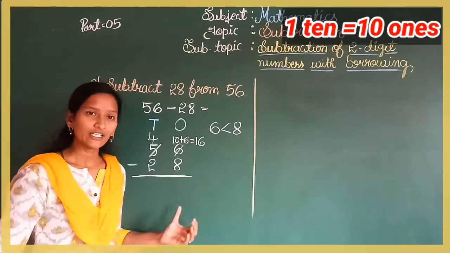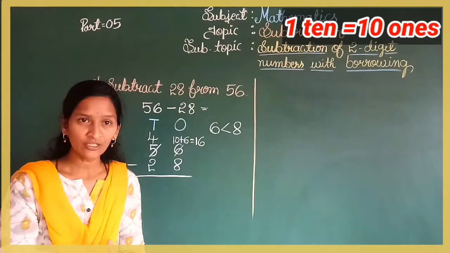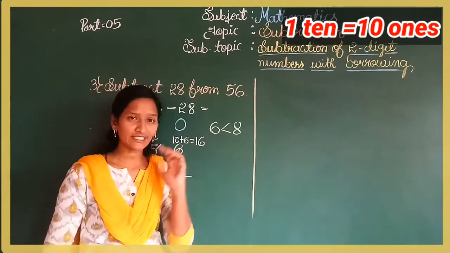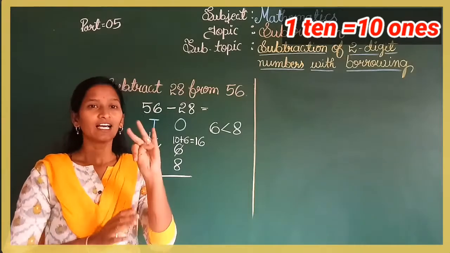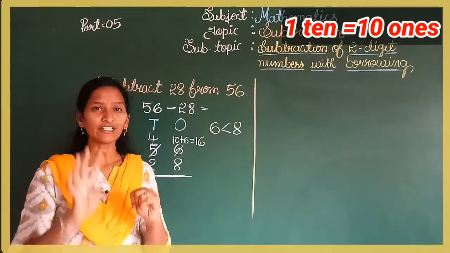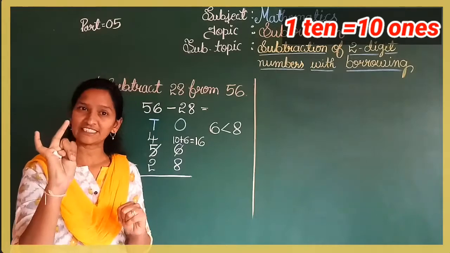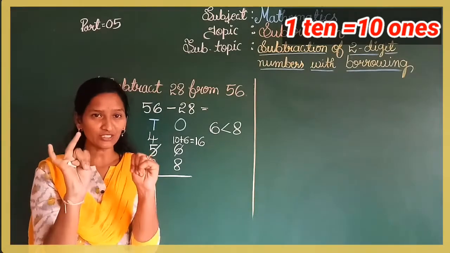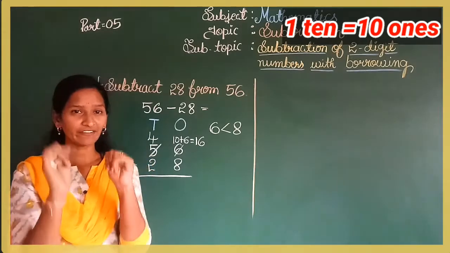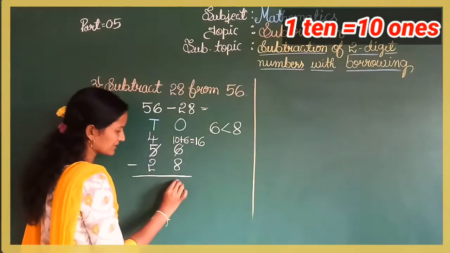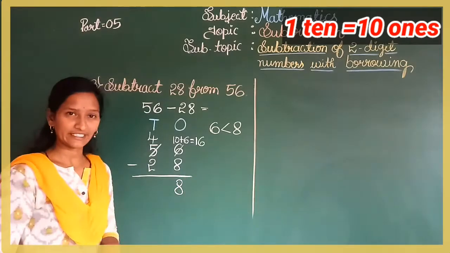So after 8, you have to start to count till you reach the number 16. Okay? So 8, after that 9, 10, 11, 12, 13, 14, 15, 16. So here I used a total of how many fingers? 8 fingers. So 16 minus 8 is also 8.